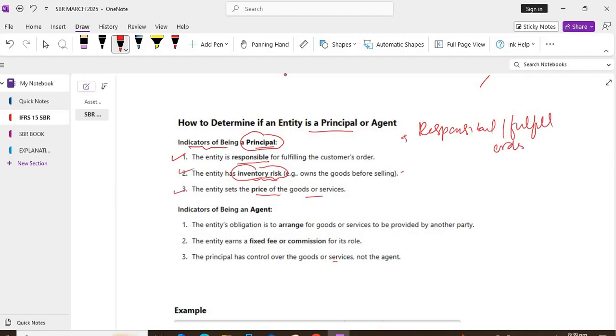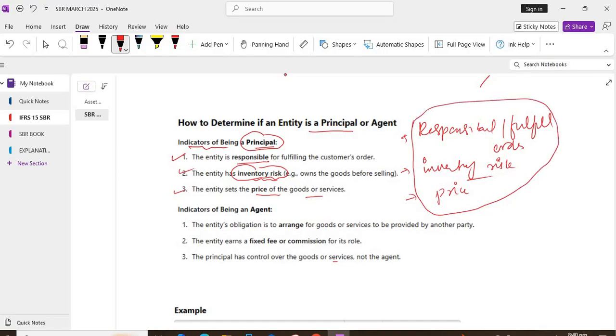The second thing is inventory risk, meaning you are controlling the asset, you are controlling the inventory, and definitely you will bear the risk. And then you are fixing the price, which product will be sold at what price. So these are the three indicators that show that you are acting as an agent, and when you are acting as an agent, then you have to recognize the full transaction price as your revenue.